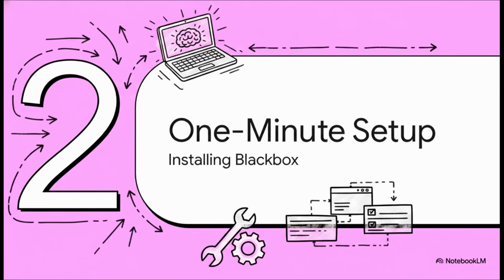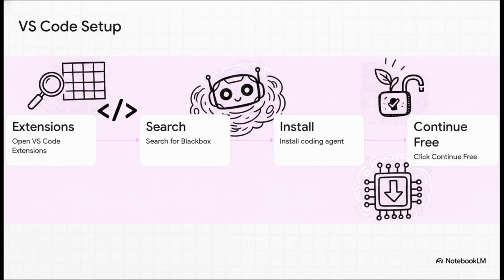Okay, so knowing these tools exist is one thing, but let's talk about section 2, the 1-minute VS Code setup. Let's get this into your workspace. The installation process here is brilliantly simple. Literally step 1, you just open up your VS Code extensions tab. Step 2, search for the Blackbox agent. Now, quick heads up, you might see a couple of different Blackbox extensions pop up, but you want to specifically grab the one labeled as the coding agent.